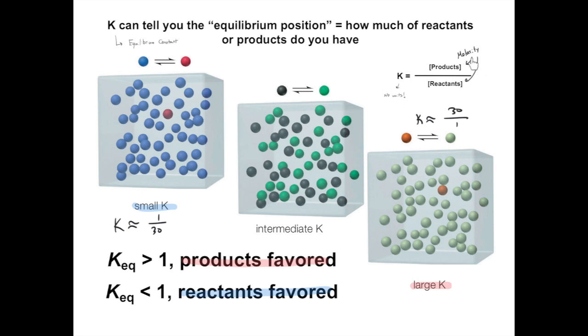This is a really important formula, products over reactants equals K, and we're going to work a lot with that moving forward.